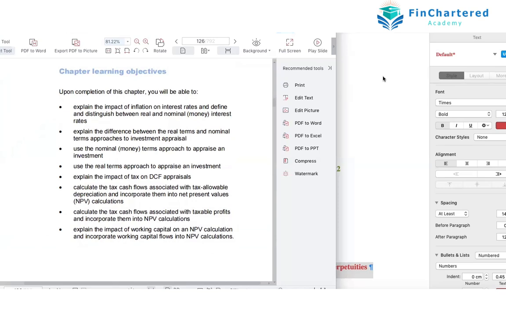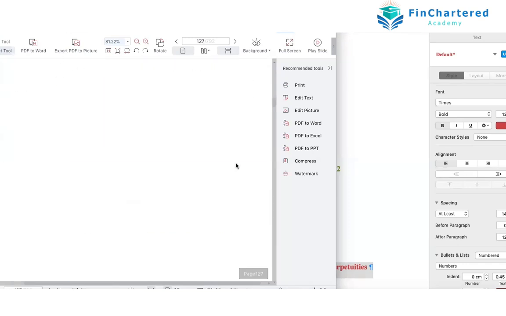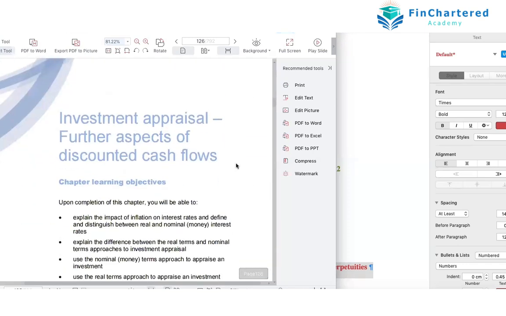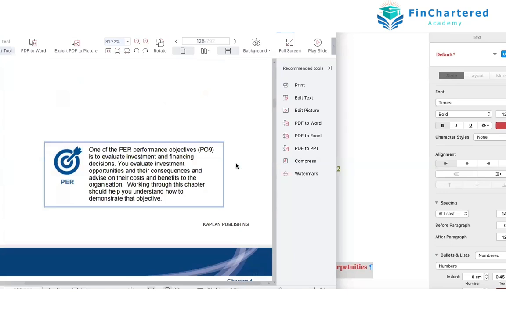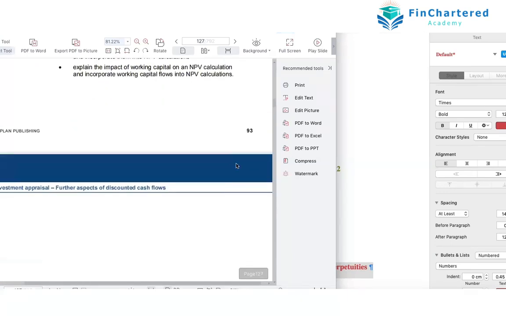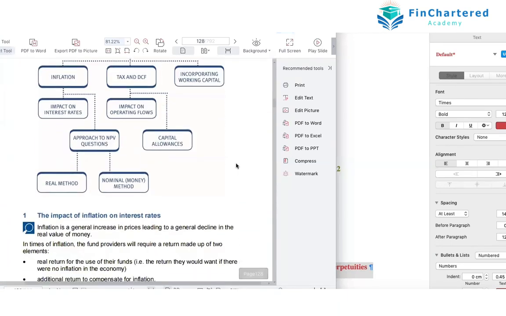For the test on Friday, we will look at everything until Wednesday. This is like a rule: make sure that you cover everything until the previous class. Now, what is this chapter on? Again, it's investment appraisal, but further aspects of discounted cash flows will be looked at in this chapter.